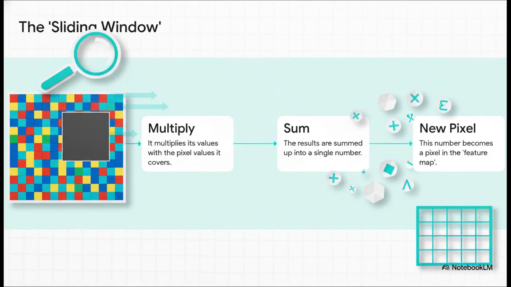Let's really break that down with the sliding window idea. Imagine you have a tiny magnifying glass, that's our filter, and you slide it across the image, pixel by pixel, never missing a spot. Every time it stops, it does a quick bit of math. It multiplies its own numbers by the pixel numbers it's looking at, and then it adds all those results up into one single number. That new number becomes a single pixel in our feature map, and it does this over and over and over again for the whole image.